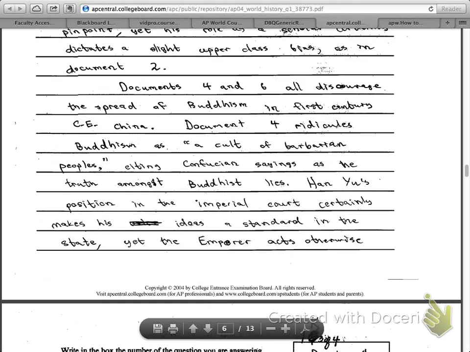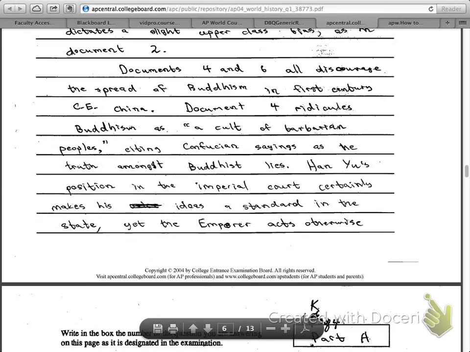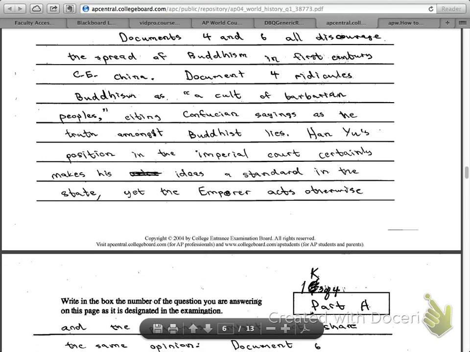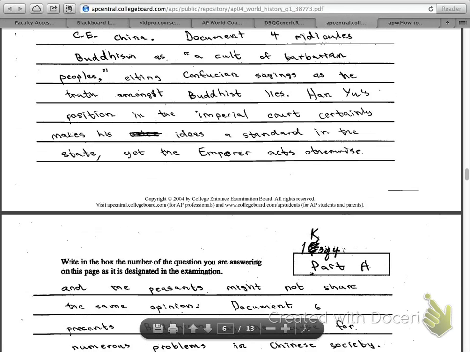So, second paragraph, what she's going to talk about? People who disturb. Exactly. Documents 4 and 6 all discourage the spread of Buddhism in the 1st century China. Document 4 ridicules Buddhism as a cult of barbarian peoples, citing Confucian sayings as the truth amongst Buddhist lies. Han Yu's position in the imperial court certainly makes his ideas a standard in the state. Yet the emperor acts otherwise, and the peasants might not share the same opinion.